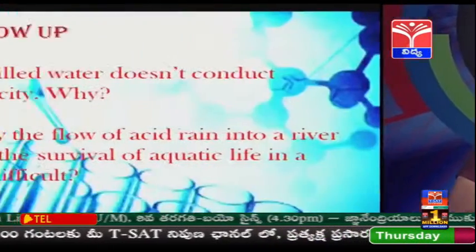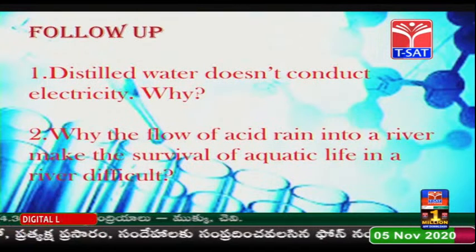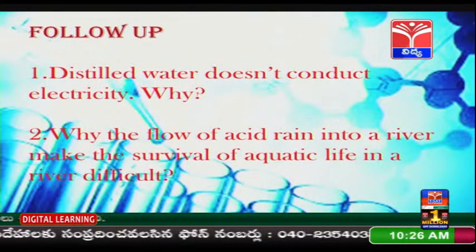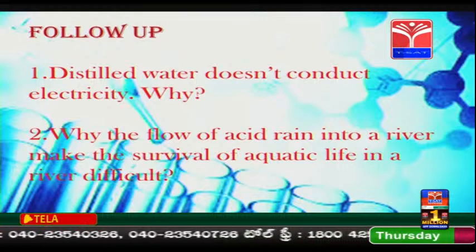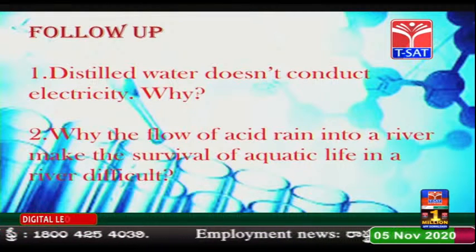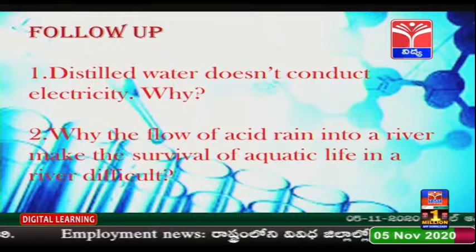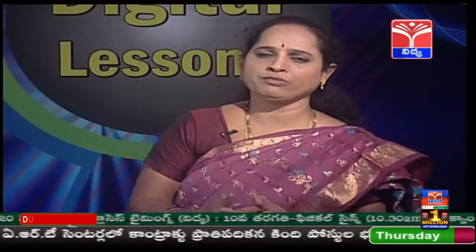Children, after learning the strength of acids and bases, the common features, let us have a small follow up activity. Distilled water does not conduct electricity. Can you guess why it happens? Why does the flow of acid rain into a river make the survival of aquatic life in the river difficult? So, I think you might have guessed the answers to the questions that are posed before you.